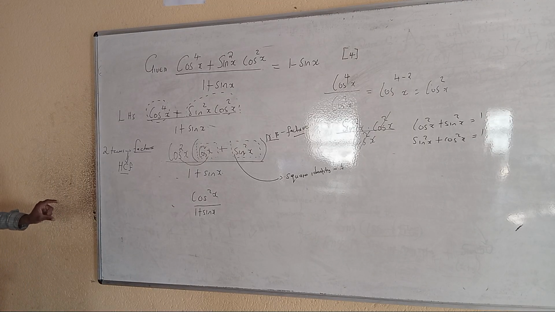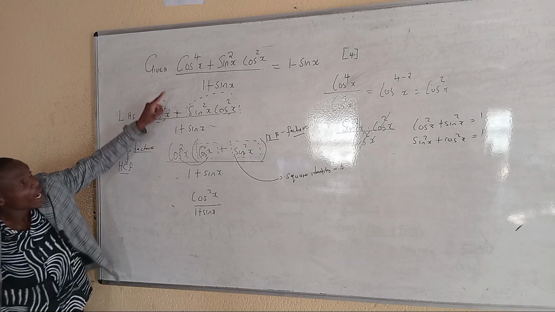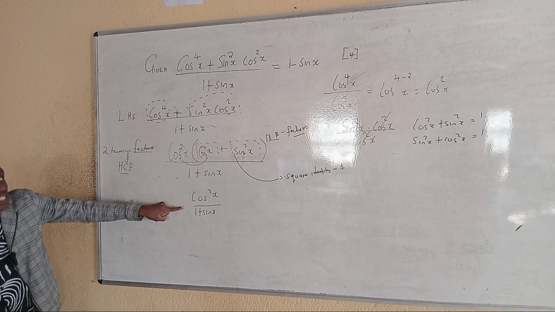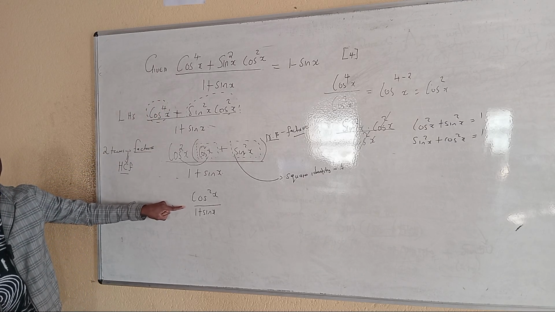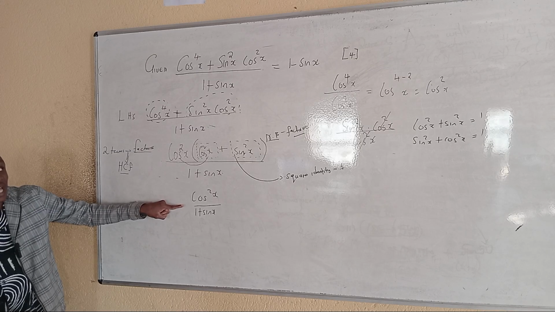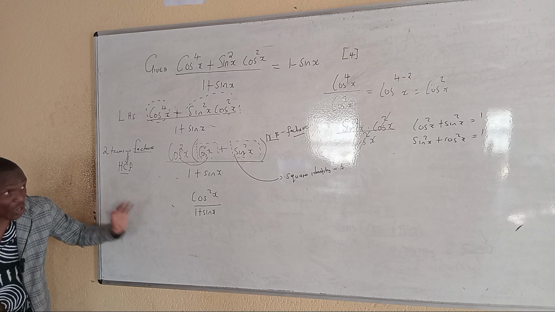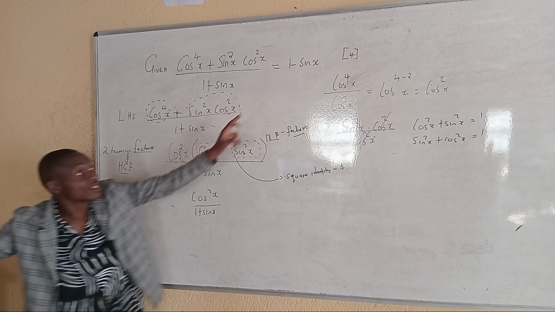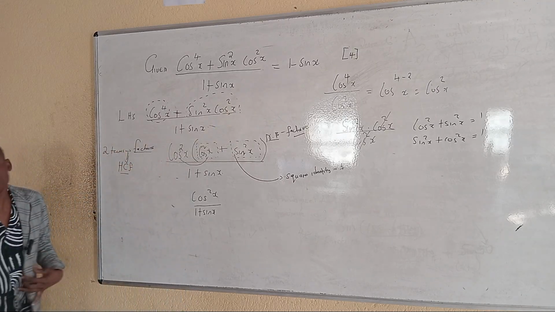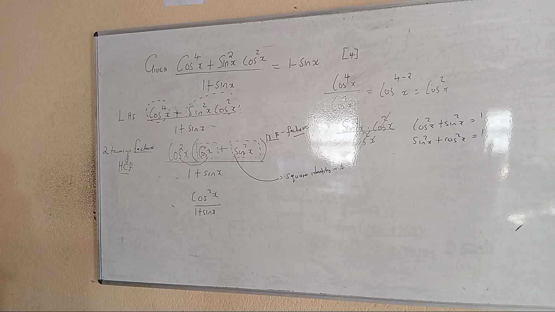Now check. We are working with the left hand side. Is it the same as the right hand side? Did we prove our identity? The left hand side, for now, is not yet the same as 1 minus sine x. It is not yet clear. Actually, they are equivalent, but it's not yet clear. We still have to do some workings. We still need to prove it.